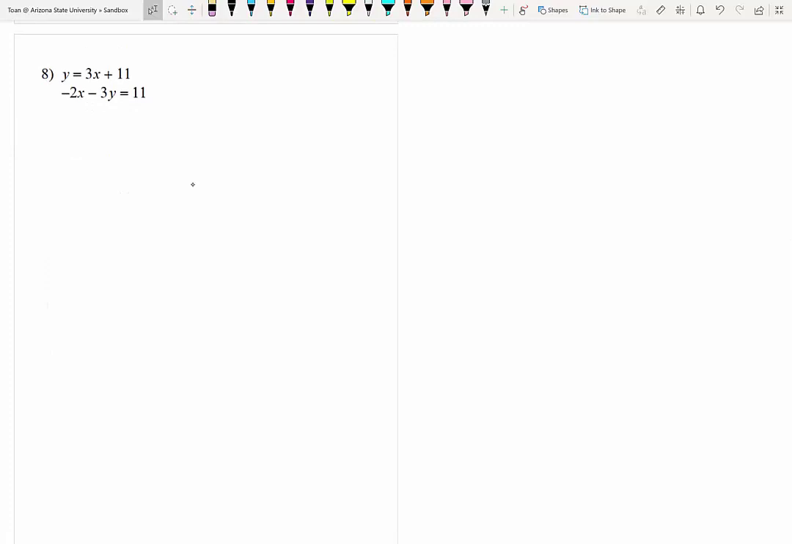Number 8, I recognize that one of the equations is y equals, so I can just go ahead and straight up use substitution. That means I'm going to substitute the whole expression, 3x plus 11, into the other equation wherever I see a y. So rewriting the second equation gives me negative 2x minus 3, but instead of writing a y, I'm going to substitute the entire 3x plus 11. And then you just do math.